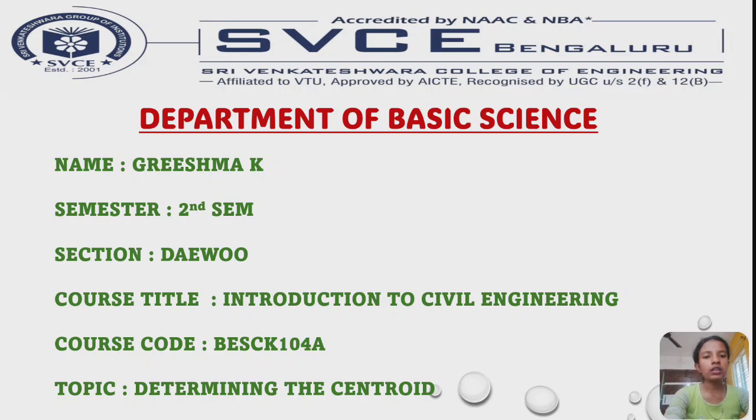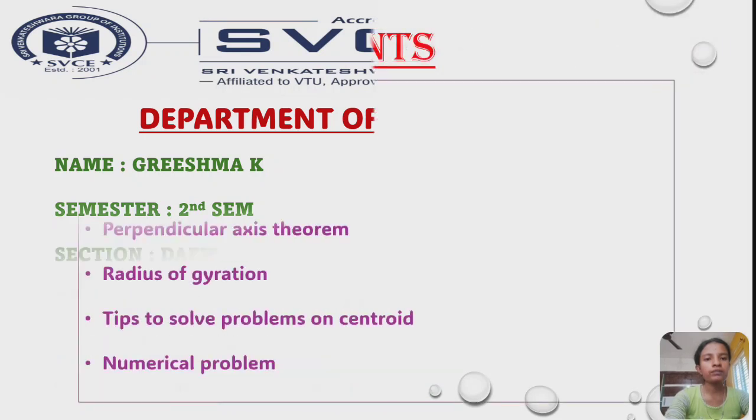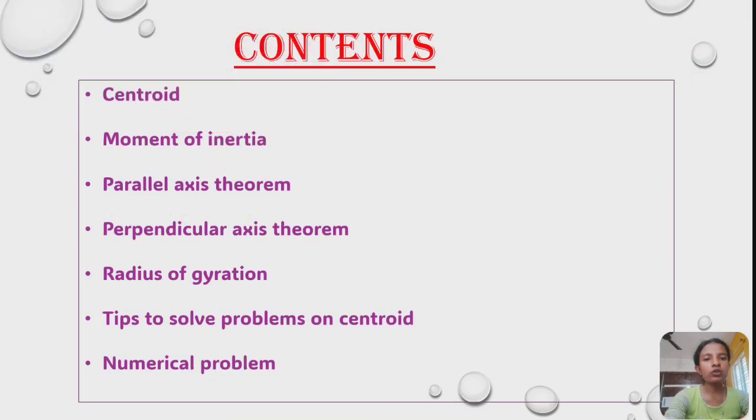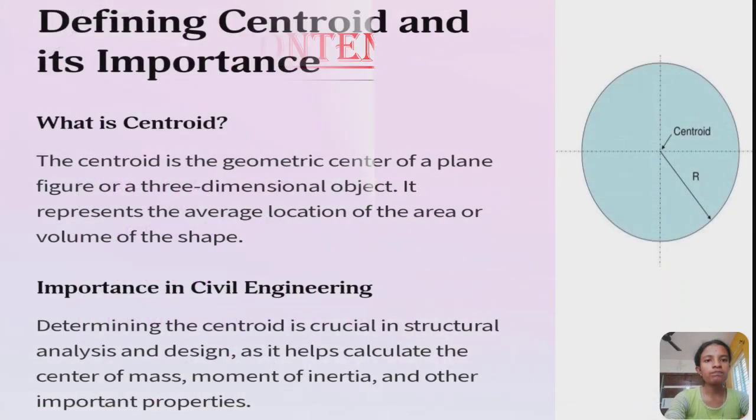Today's course title is Introduction to Civil Engineering. Course code BESCK104A. Topic: Determining the centroid. Contents that we are going to learn in this PPT are centroid, moment of inertia, parallel axis theorem, perpendicular axis theorem, radius of gyration, tips to solve problems on centroid, numerical problems.